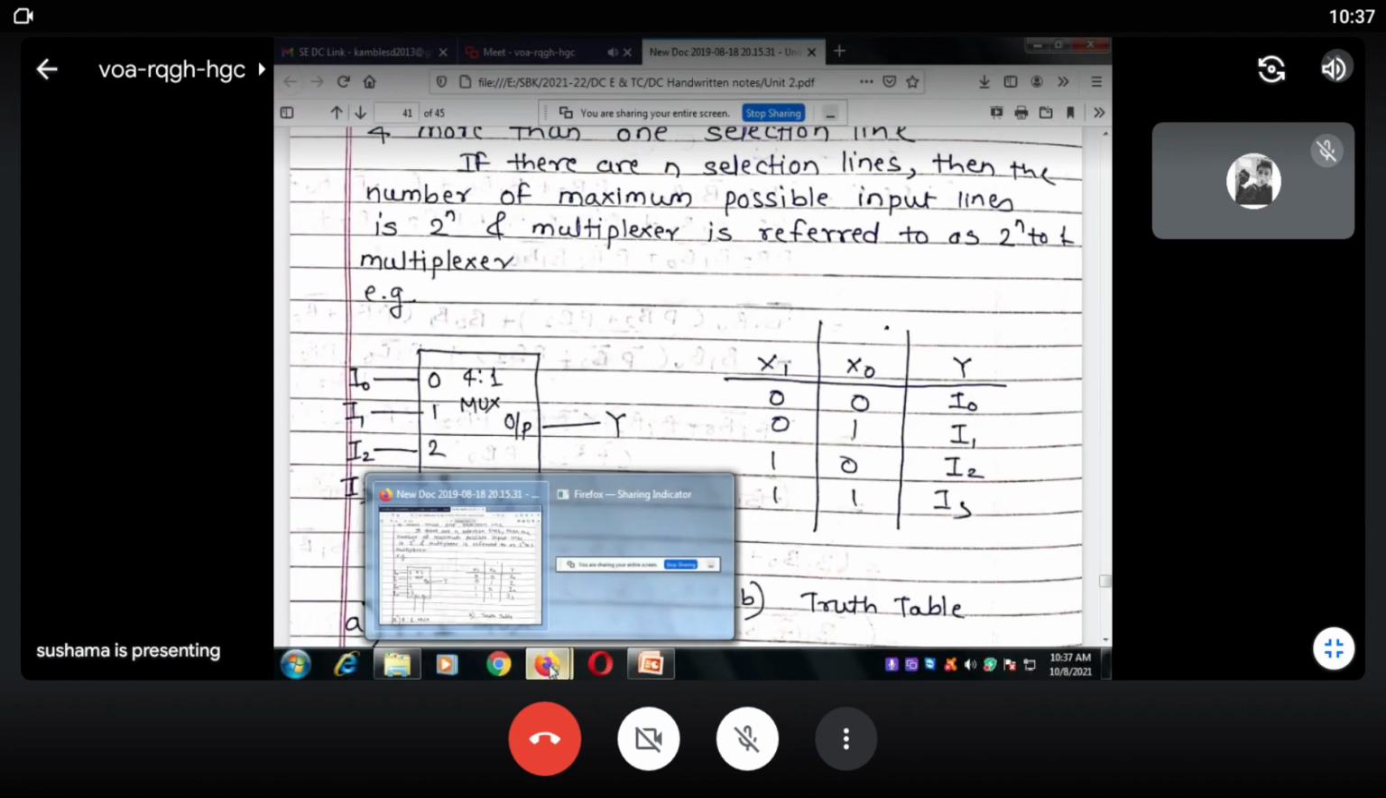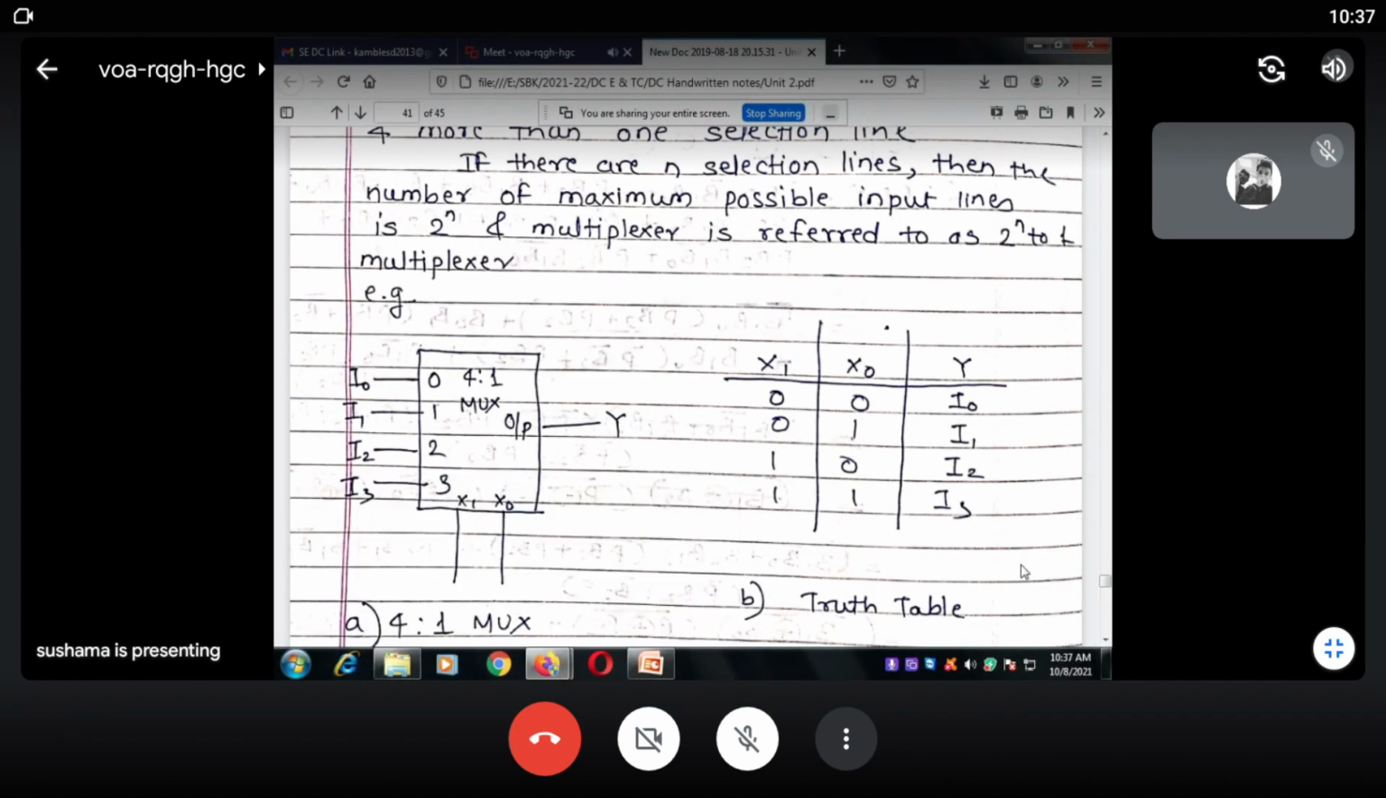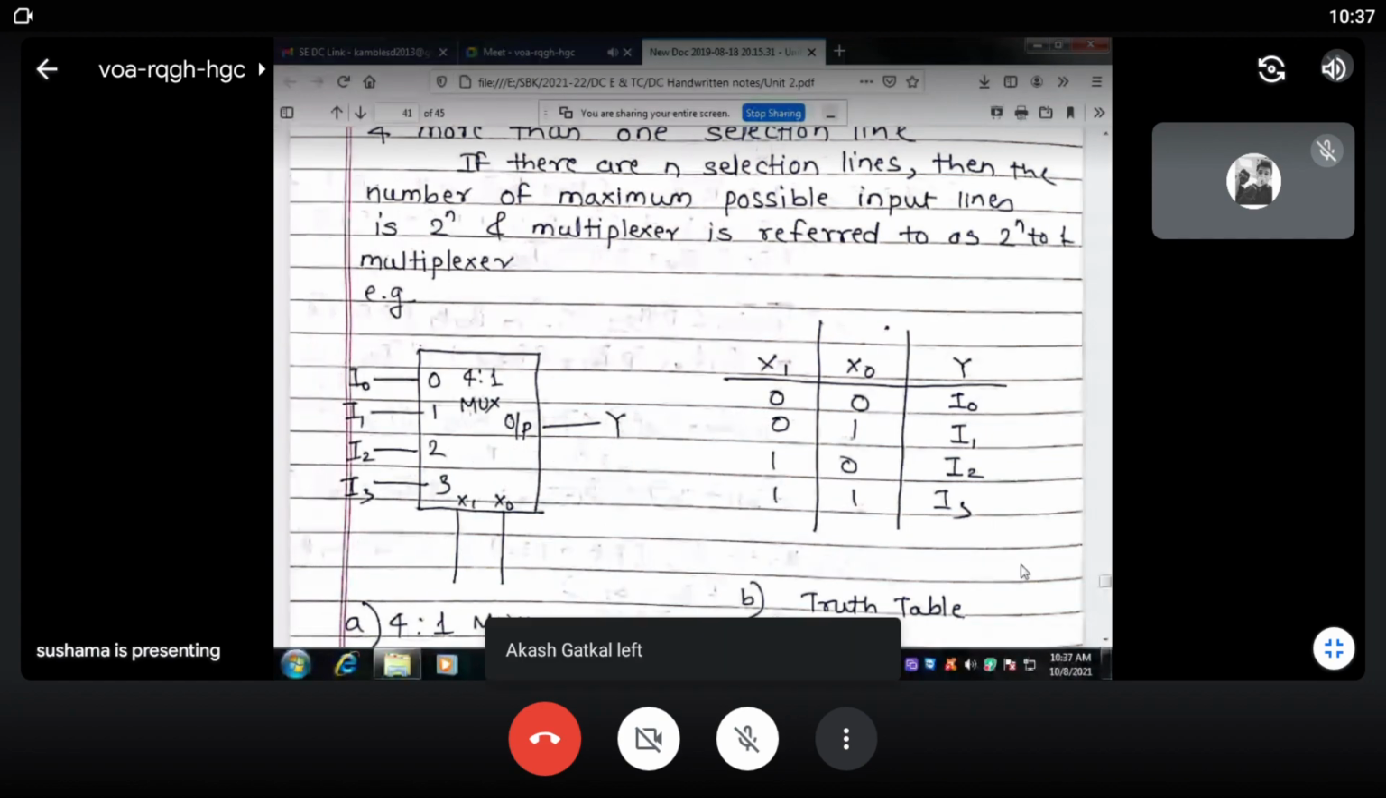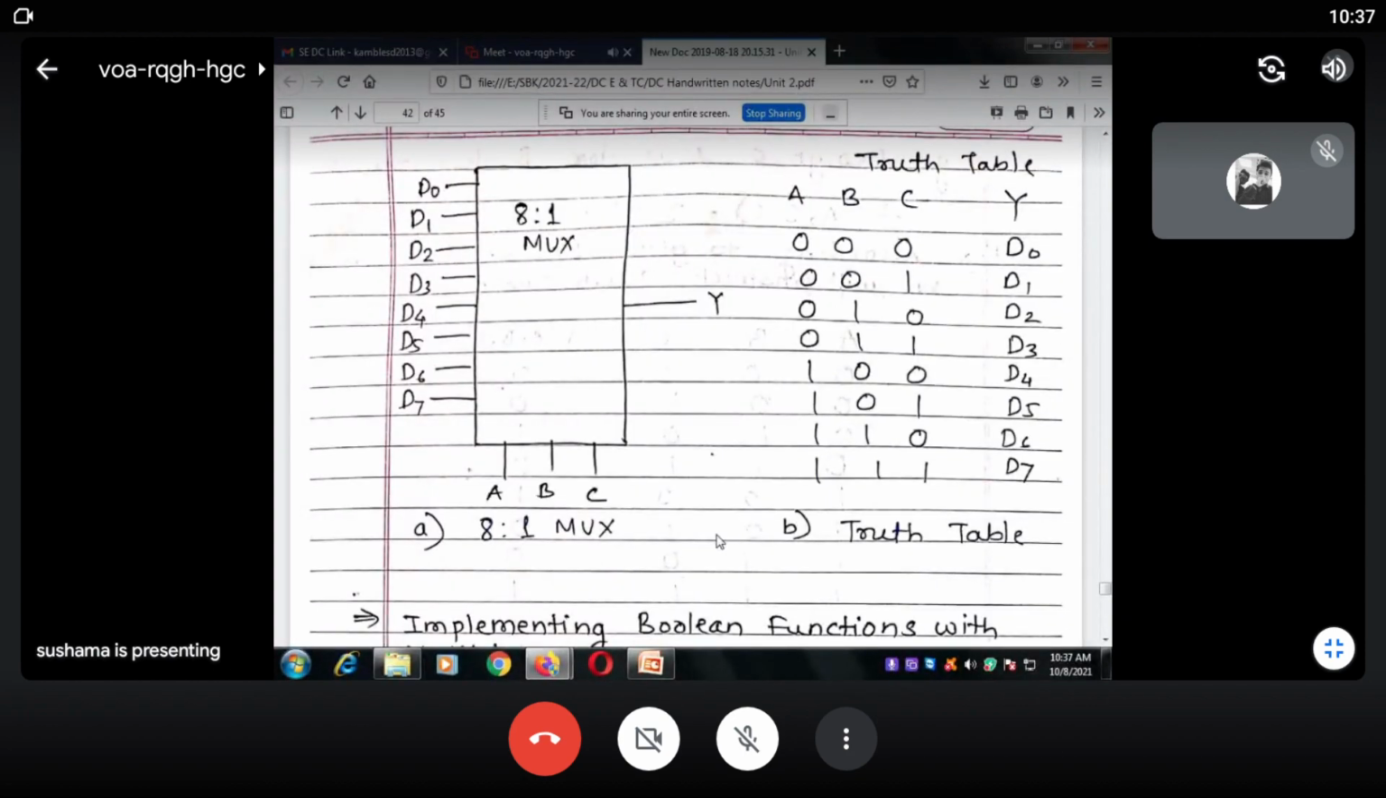All of you understood the truth table? Yes, ma'am. Okay. See. कितना समझ में आया अभी देखते हैं. Now, suppose I told you to write down the truth table for the 8:1 mux. For 8:1 mux, what will be the number of input lines? 8. What will be the output? 1. And what about the number of selection lines? 3. Very good. There will be 3 selection lines.